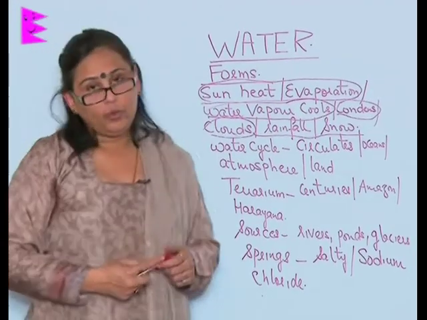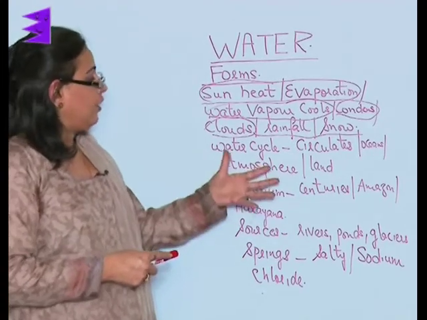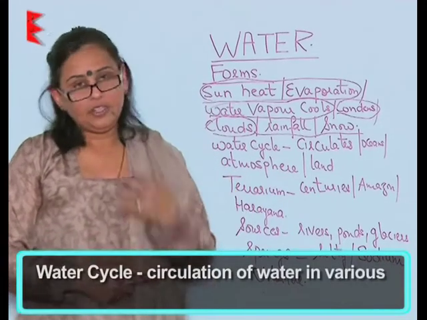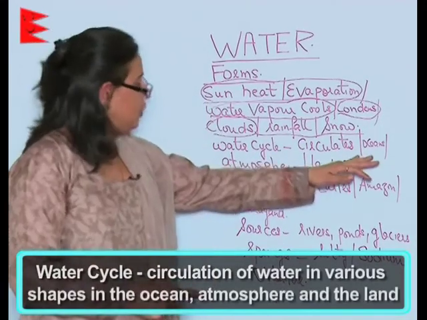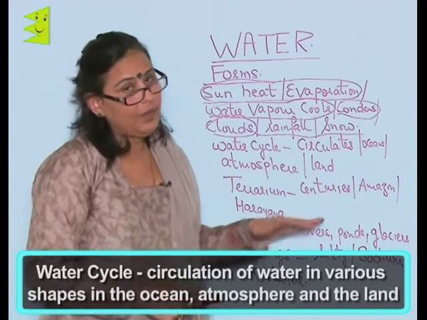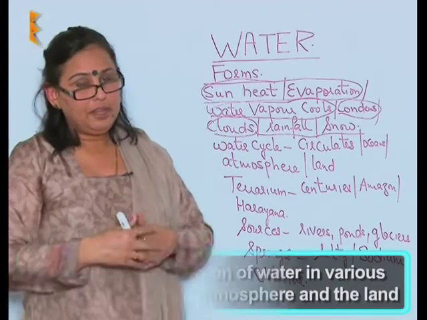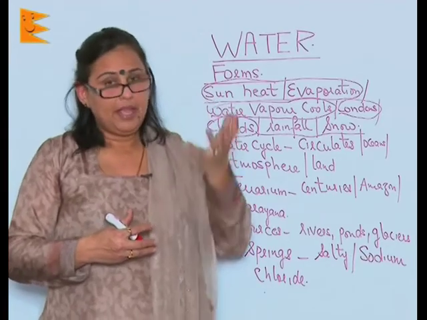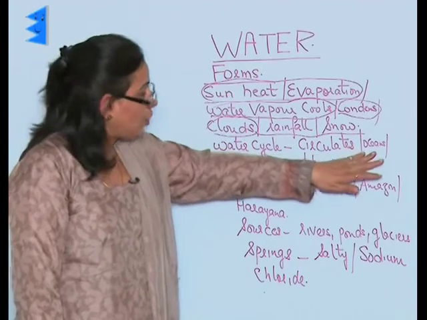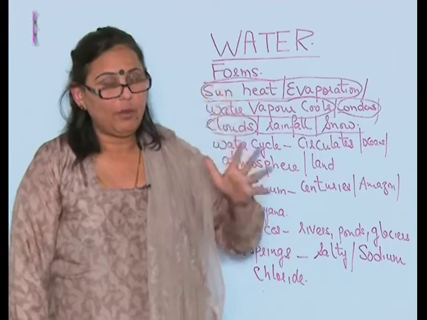Now let's talk about the water cycle. The water cycle is in fact all the water which circulates in various shapes in the oceans, the atmosphere and the land. What is it? The same water which is changing its shape and also circulating continuously in the ocean, in the atmosphere or on the land is called the water cycle.